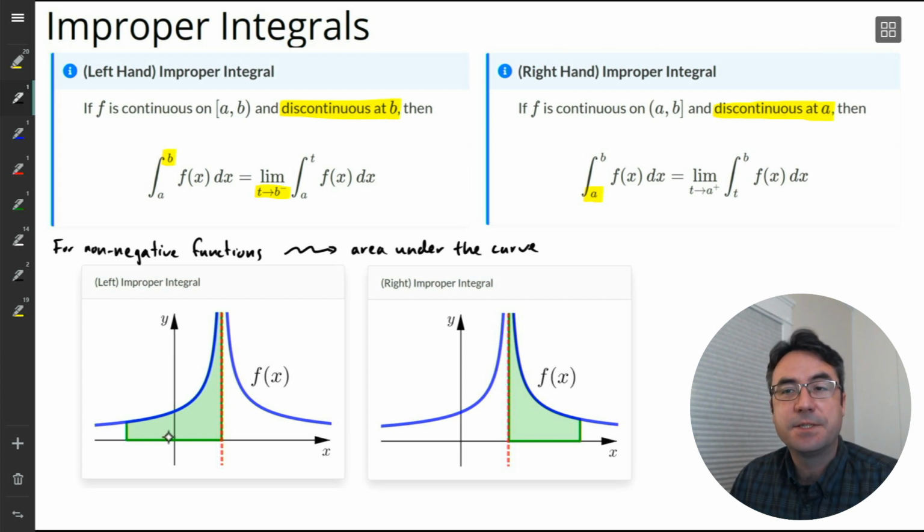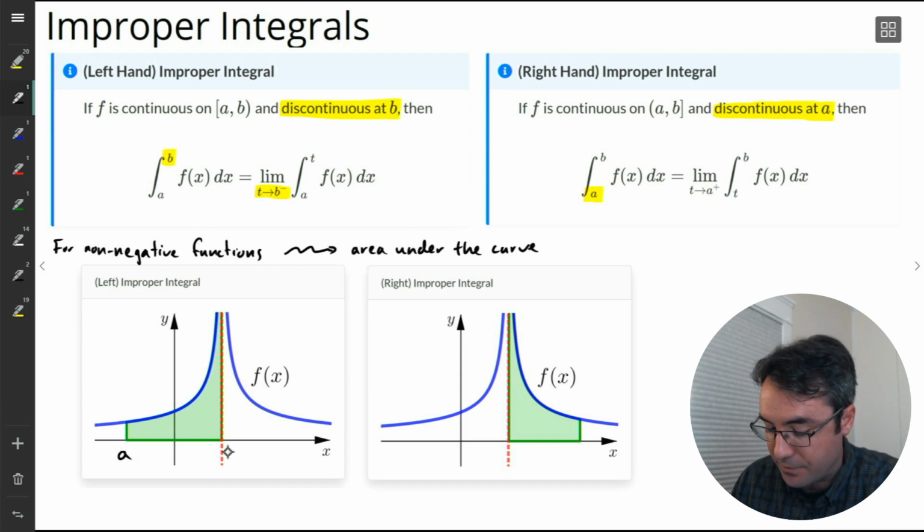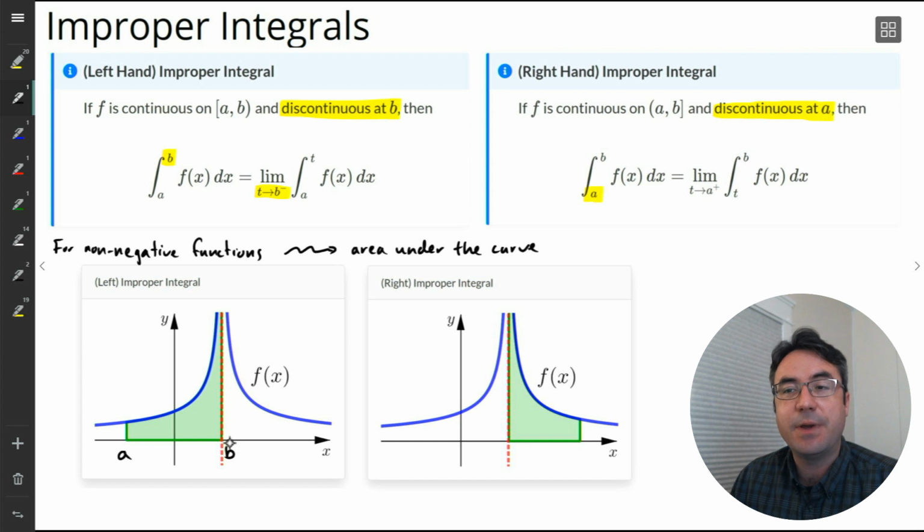And so you can see in this left improper integral graph here, we are running into an issue at our upper limit. So we're integrating from, say, a to b, but we see that we have this vertical asymptote at x equals b, so our function is discontinuous there. And in some cases, we can still figure out the area under this curve. It's finite. But in other cases, it's going to be infinite.